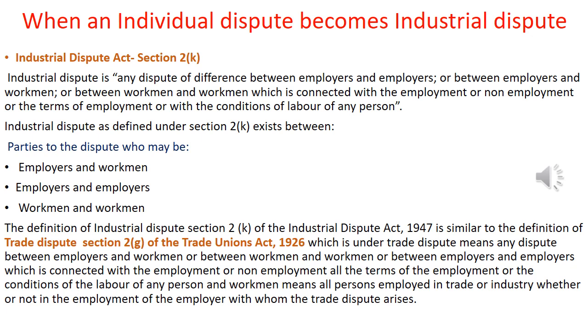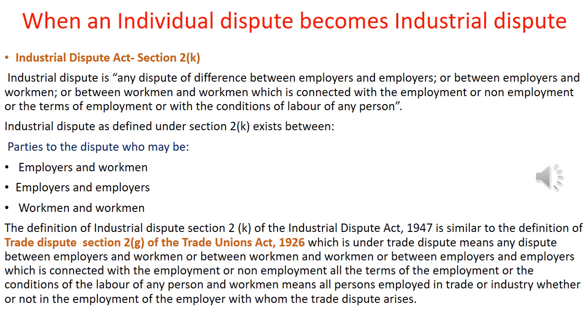Industrial Disputes Act, Section 2(k). In this section, we can say a dispute or difference between employers and employers, or between employers and workmen, or between workmen and workmen, which is connected with the employment or non-employment, or the terms of the employment, or with the conditions of labor of any person. So, we have some parties to the dispute. What are the parties? Employers and workmen, employers and employers, workmen and workmen.